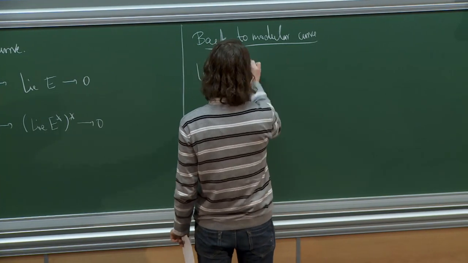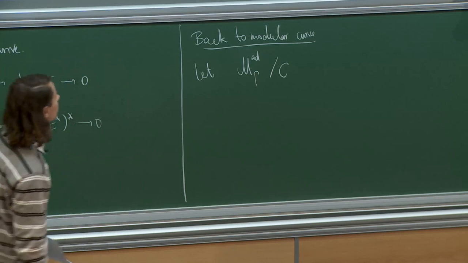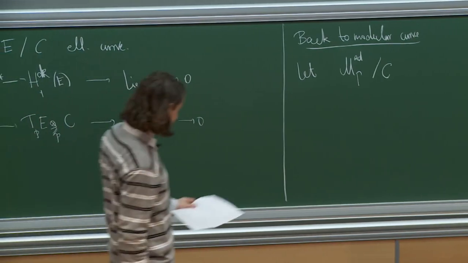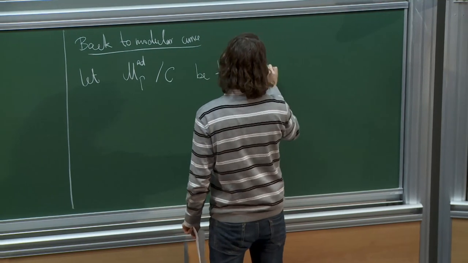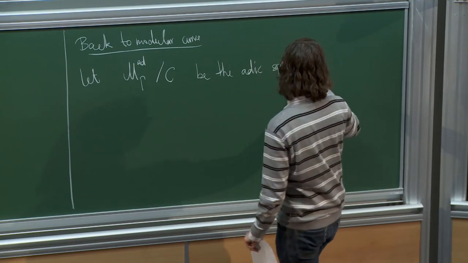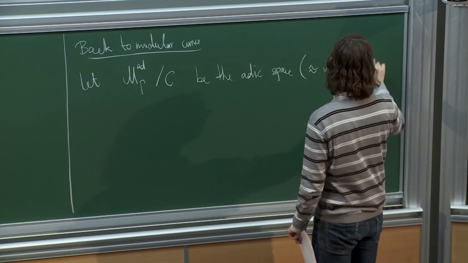And so what do you do? Let this be the p-adic space, that's just a fancy version of a rigid analytic variety.